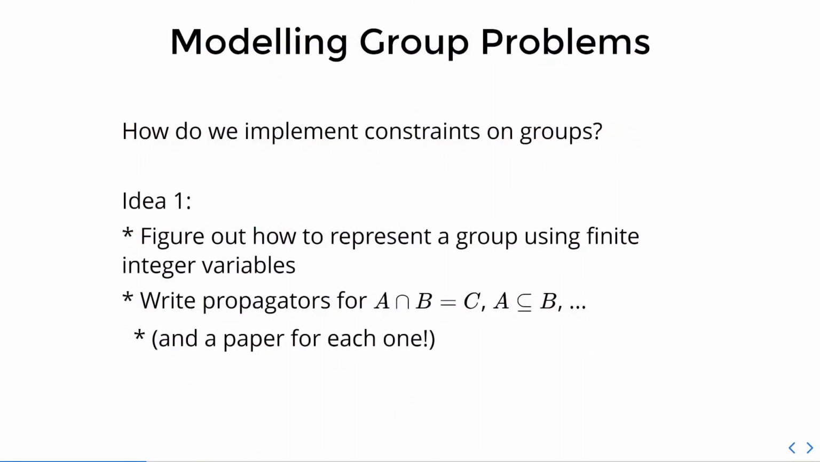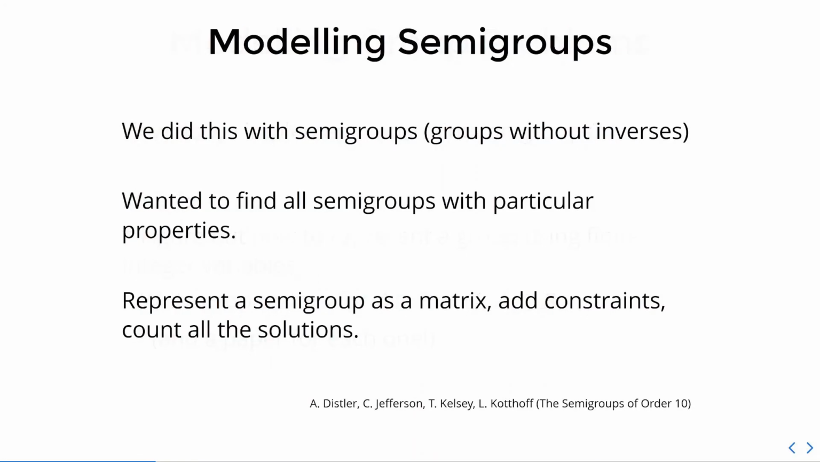So let's imagine we wanted to solve this using constraint programming. How would we implement constraints on groups? The first idea would be, well, how do we represent a group using finite integer variables? And then we'd go away and we'd write a propagator for A intersect B equals C, and a propagator for A is a subset of B, and all these different things. And we'd write a paper for each of these probably, and this would be great. We did this with semigroups. So myself, Tom Kelsey, Laz Kotoff, and Andreas Dissler did this for semigroups.